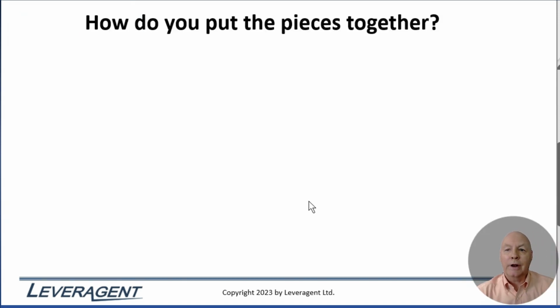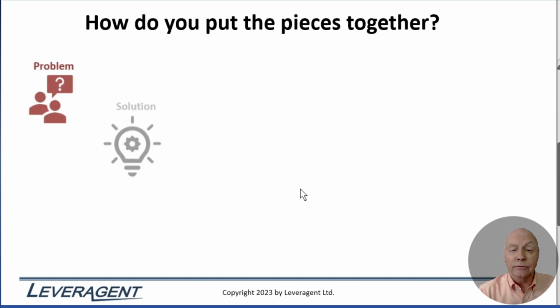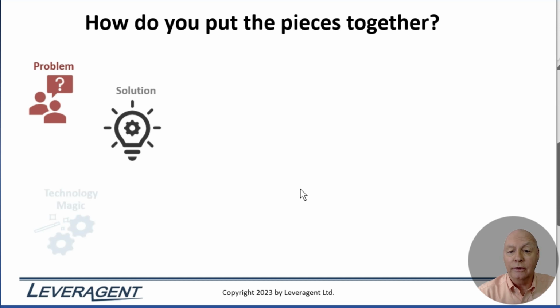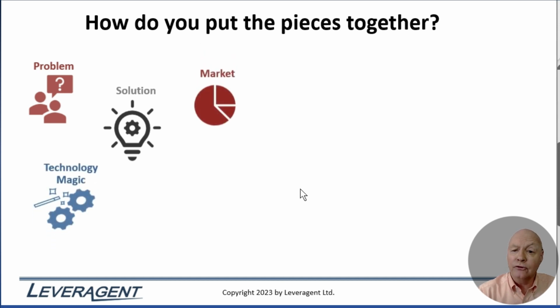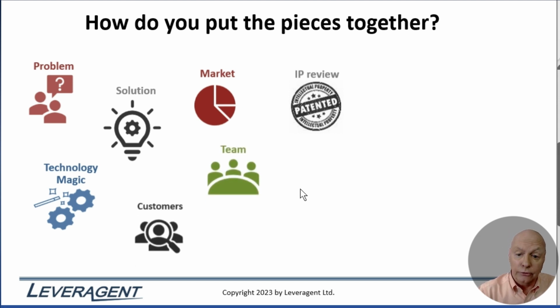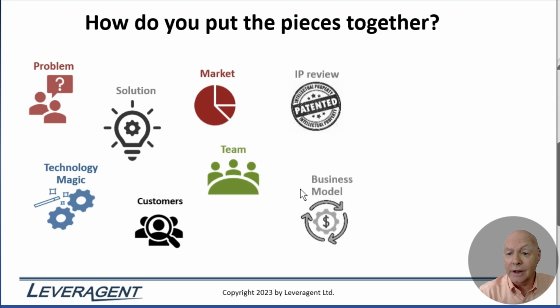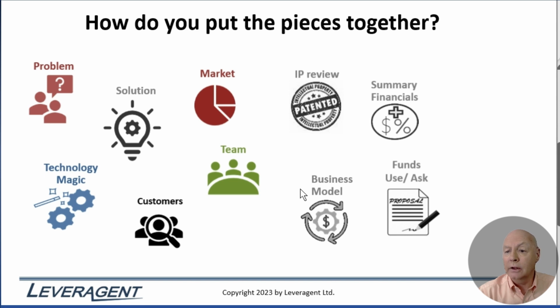So now we start to figure out how we put the pieces together. And there's a lot of pieces that you have to work with because you have the problem that you're solving, and of course, the solution that goes with it. And you probably want to tell them about your technology magic in the market, but the IP review kind of goes with the technology magic. Your team and your customers are all important, obviously. Business model is a big deal, as we've discussed. The summary financials, and then the funds use in the ask. And this may not be an all-inclusive list. You may have other things that you have to talk about as well. So it is a challenge to get all these pieces together. So let's talk about some different ways of how you might put it together in terms of an order.